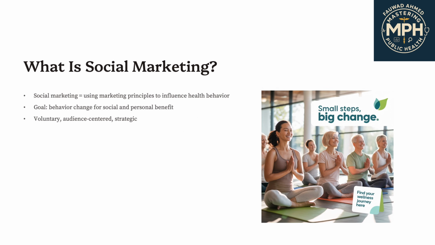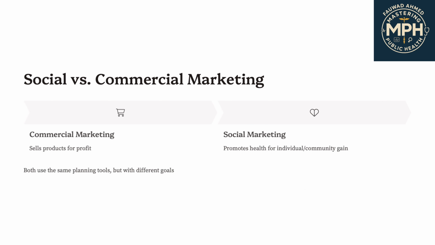Introduction to social marketing. First is, what is social marketing? Social marketing is the use of commercial marketing principles to influence health behavior for individual and community benefit. It focuses on voluntary behavior change, and it puts the priority population at the center of planning and decision making. Second is, how does it differ from commercial marketing? In commercial marketing, the goal is to sell a product for profit. In social marketing, the goal is to improve health and social outcomes.